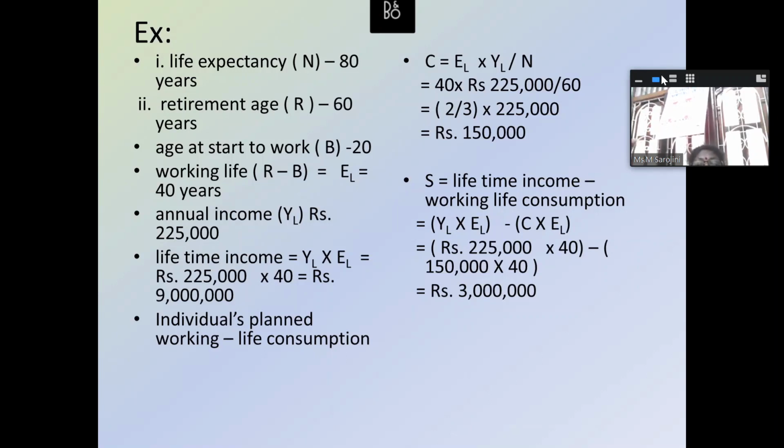Already we have the annual income. Once we subtract the annual consumption from the annual income, you can get the annual saving, right? Lifetime saving also you can find. Once you multiply the annual saving by the period that you are going to live, you can get it, or otherwise you can utilize this equation, YL into EL minus C into EL, right?